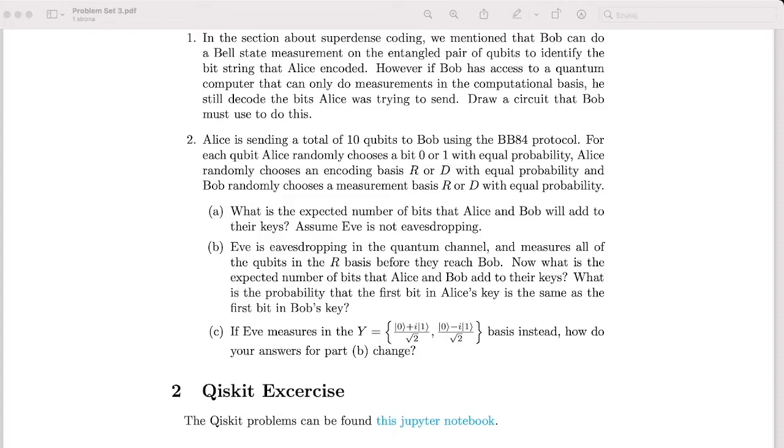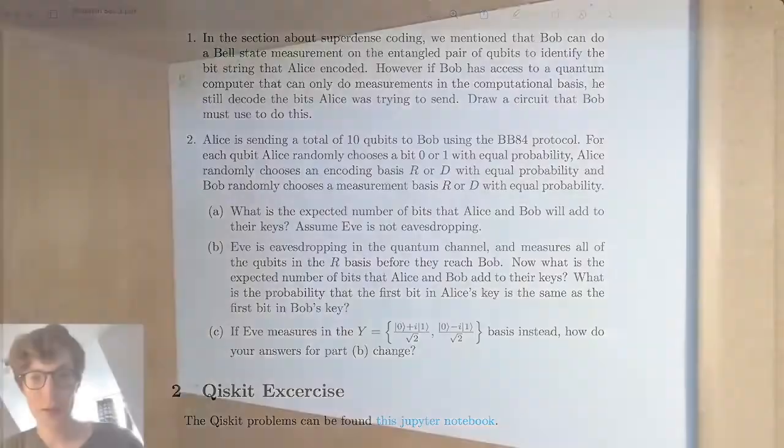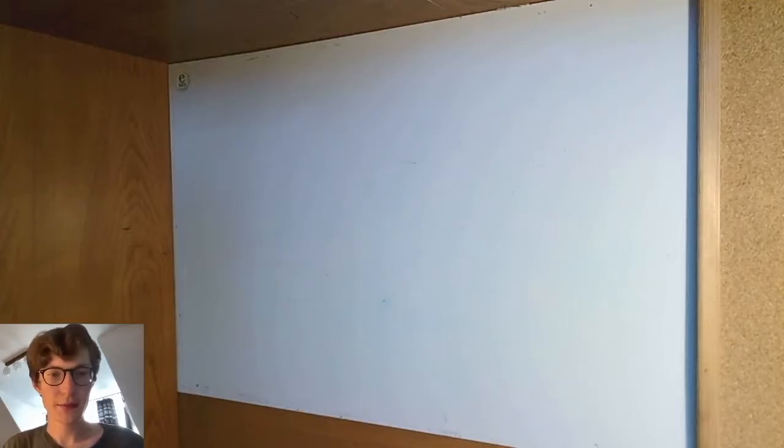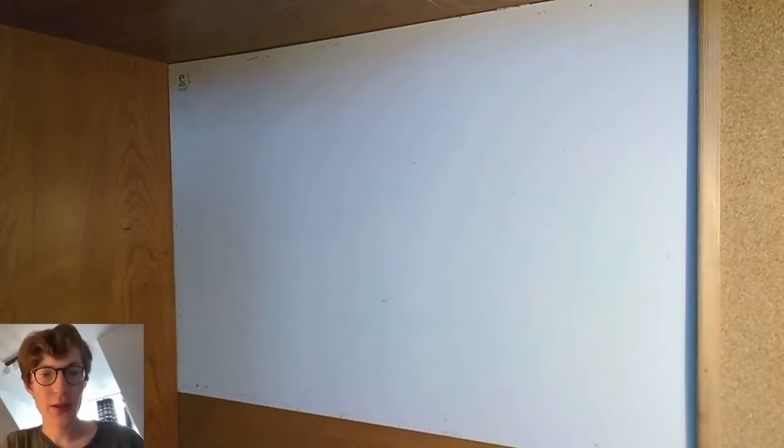So the first question is, what is the expected number of bits that Alice and Bob will add to their keys? And assume there is no eavesdropping, okay? What that means in this context is that we also assume there is no noise, the channel is an ideal one. So let's remind ourselves that Alice and Bob add a bit to their key if it turned out that they chose the same basis, right?